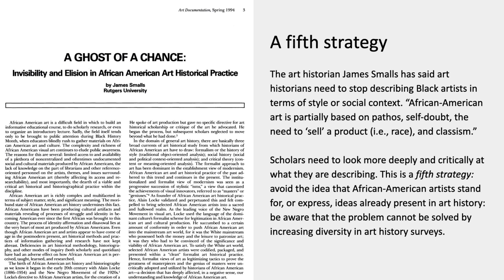So this would be a fifth strategy, something like: avoid the idea that African American artists stand for or express ideas that are already present in art history. Be aware that the problem can't be solved by increasing diversity in art history surveys. This is one of his essays on the left, in case you want to look it up.